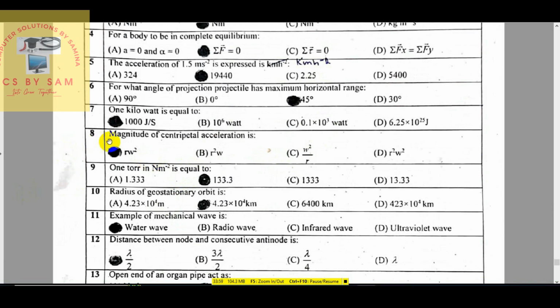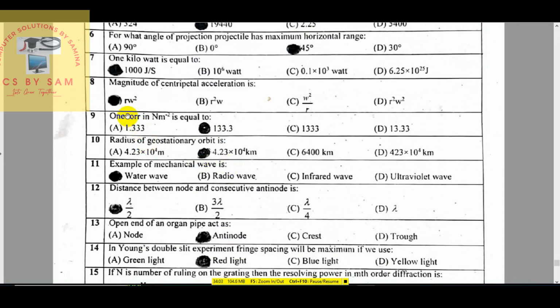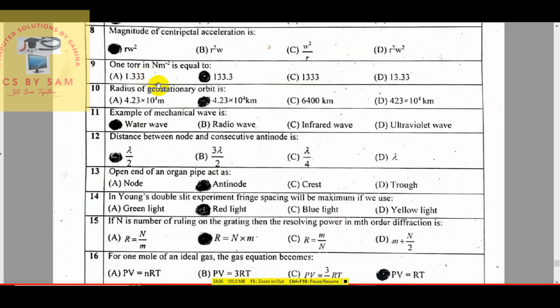1 kilowatt is equal to 1000 joule per second. Magnitude of centripetal acceleration is RW square. 1 torr in Nm minus 2 is equal to 133.3. Radius of the geostationary orbit is 4.23 into 10 raised to the 4 kilometer. Example of mechanical wave is water wave.